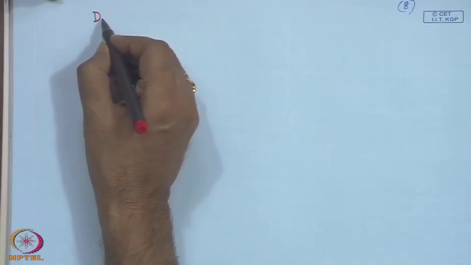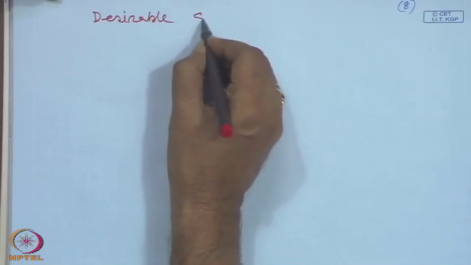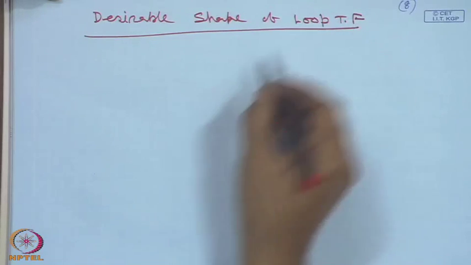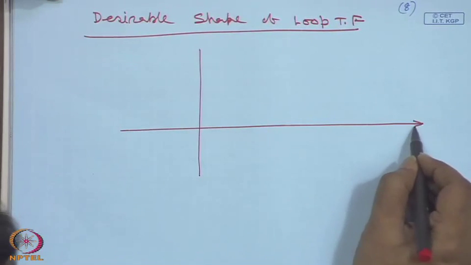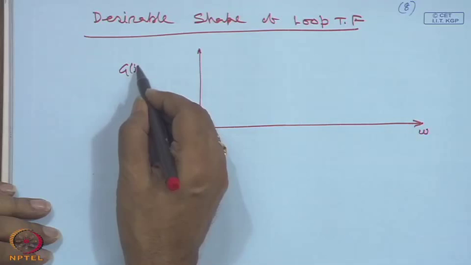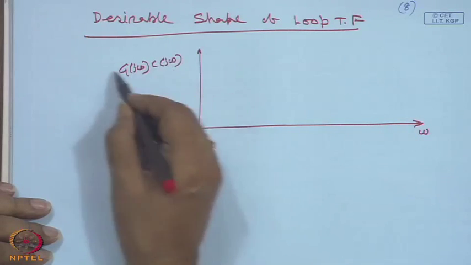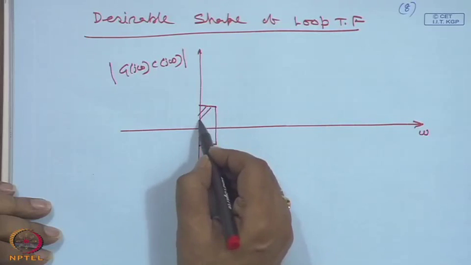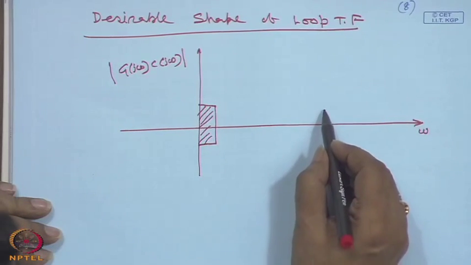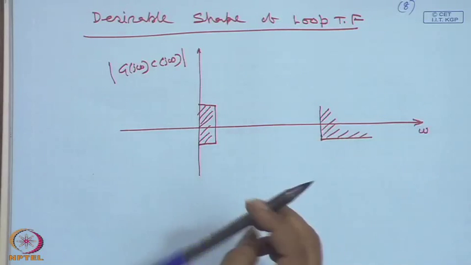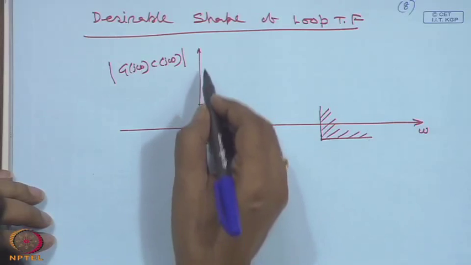So, our desirable shape of the loop transfer function is like this. This is omega, and we are plotting the loop transfer function magnitude of G of s C of j omega in this direction. We have this region and this region. So, the frequency response of our loop transfer function should be like this.